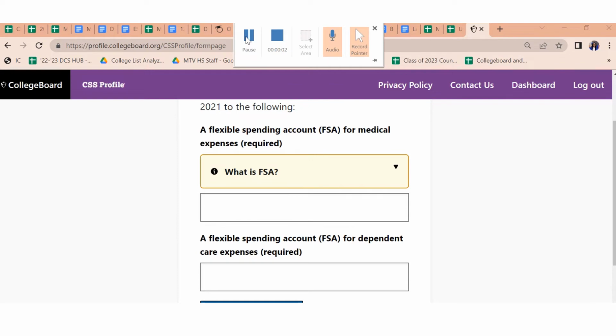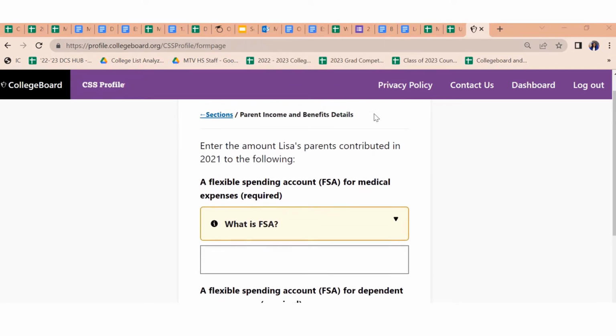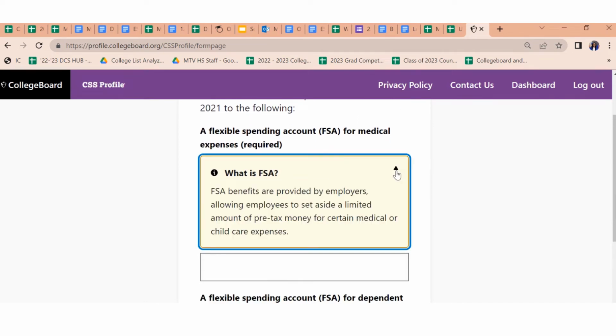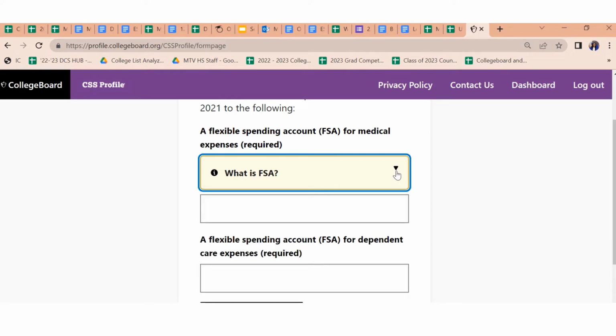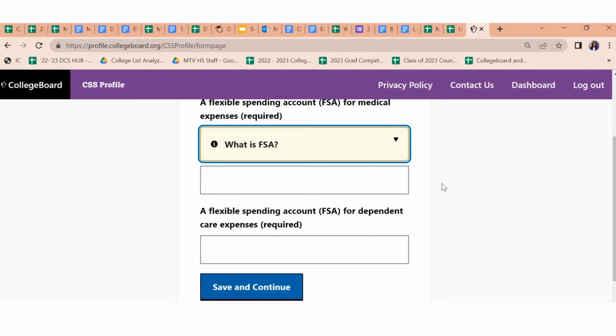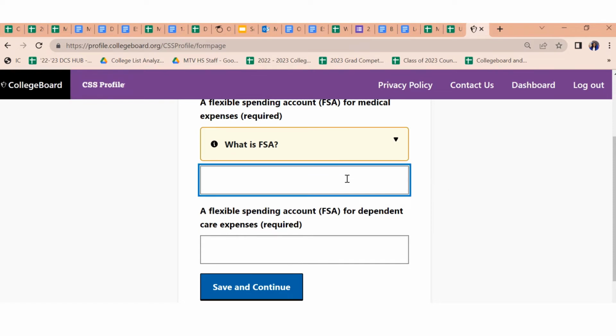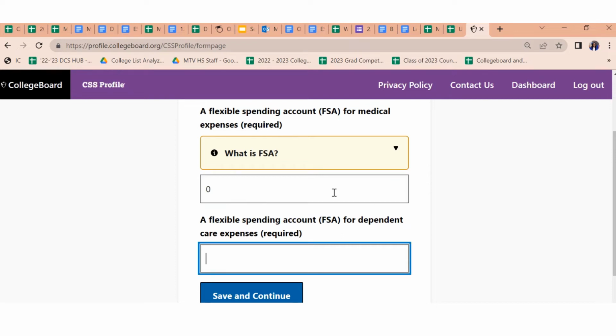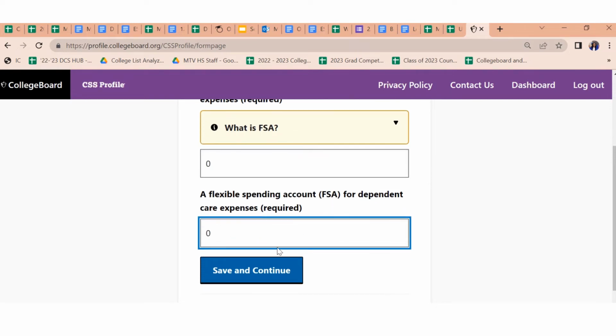And then you will be asked about a parent's FSA account, so a flexible spending account. And again, these are pre-taxed amounts provided by employers that let employees set money aside for medical expenses. So please enter the amount that you have done that for if you have an FSA. If you don't, go ahead and enter 0 as these are required.